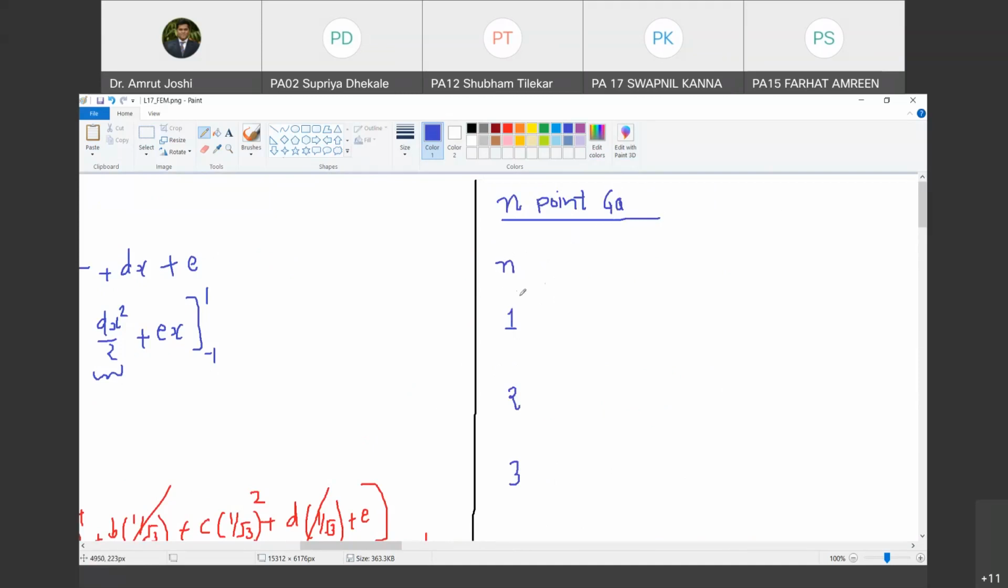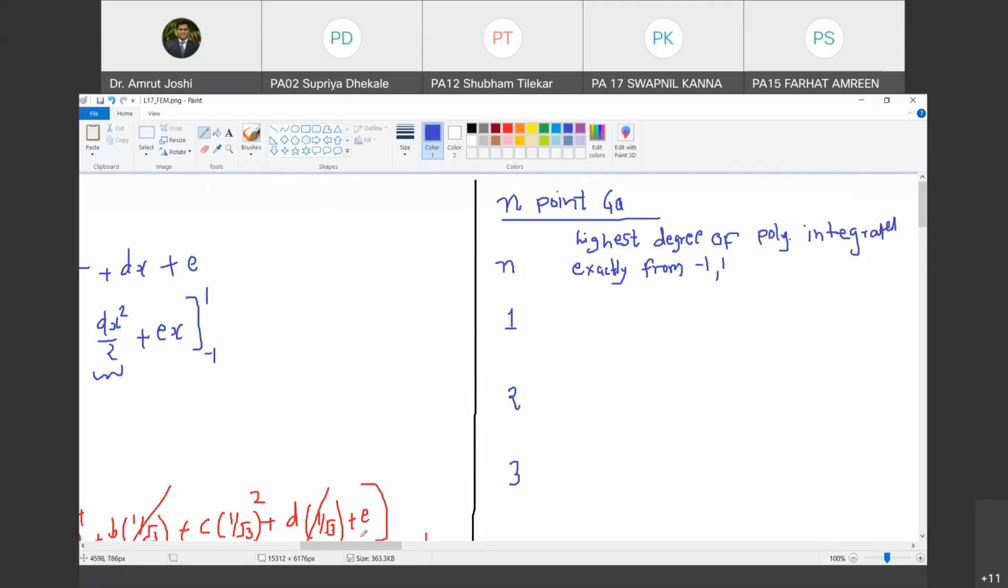So 1 point Gauss quadrature, highest degree of polynomial integrated exactly from minus 1 to 1.